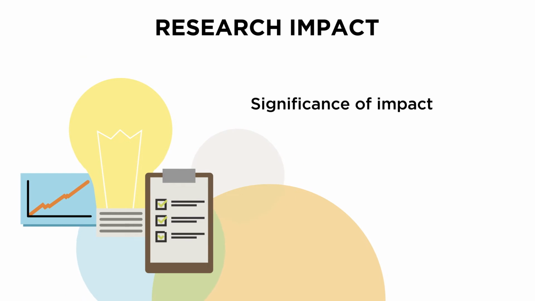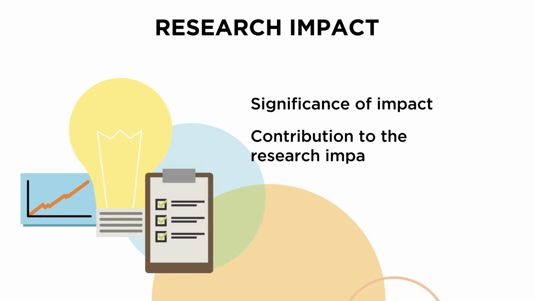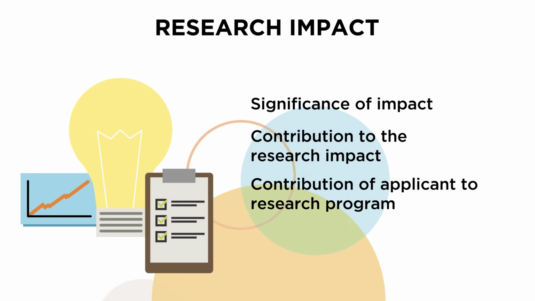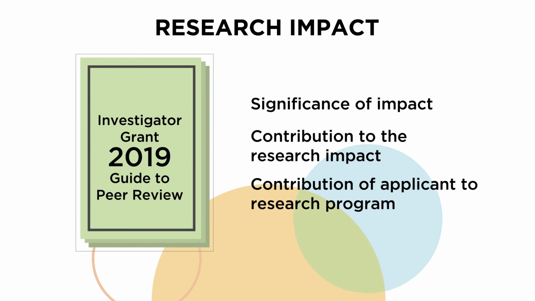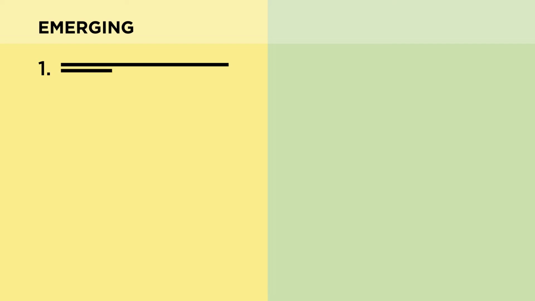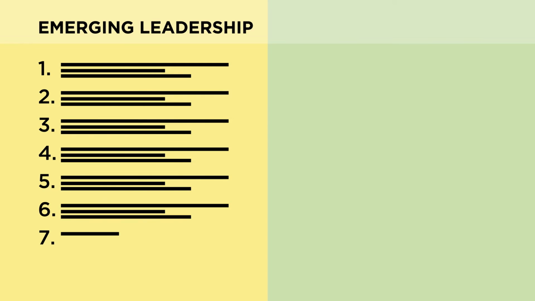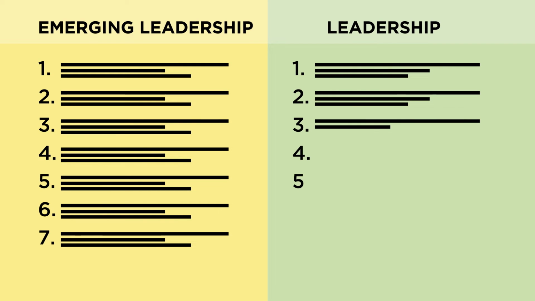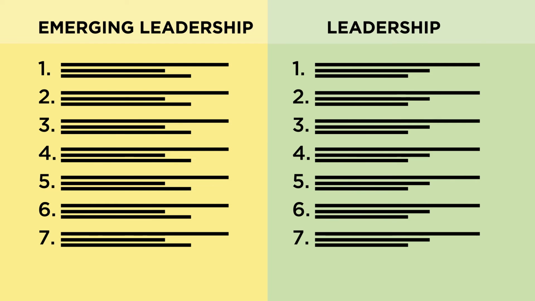Research impact is assessed on the significance and reach of the claimed impact, the contribution of the research program to the research impact, and the contribution of the applicant to the research program. When assessing applications against this criterion, refer to the key definitions of research impact provided in the Investigator Grant 2019 Guide to Peer Review. Remember, impact is the verifiable outcomes from research, not the prospective or anticipated effects of the research. Different 7-point scales are used for emerging leadership and leadership applicants. This is to recognise that early and mid-career researchers will have had less time to accumulate research impact.